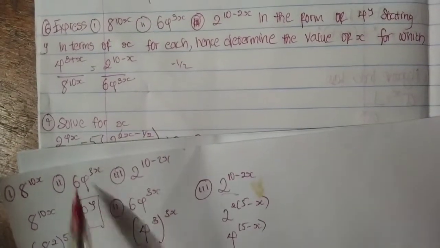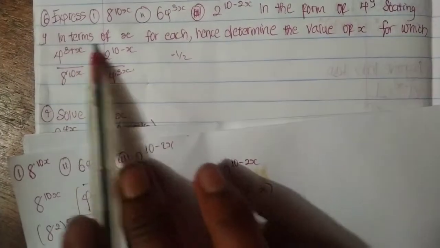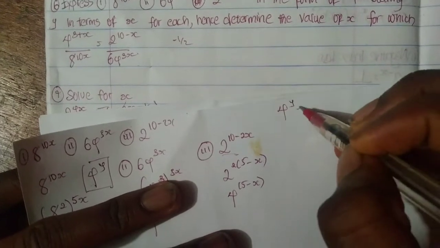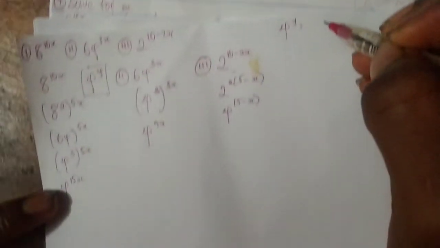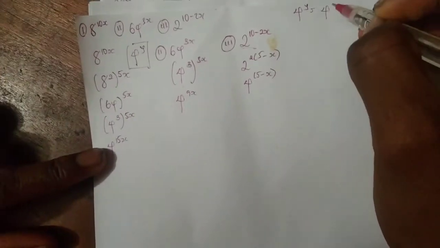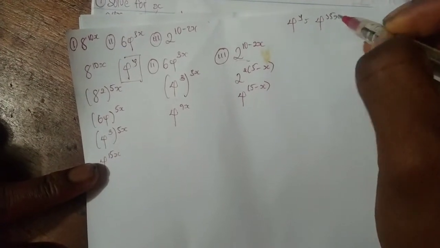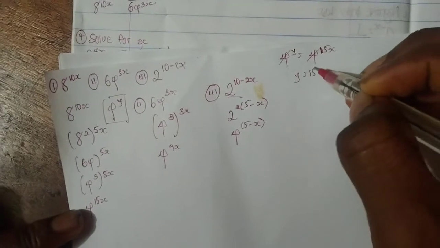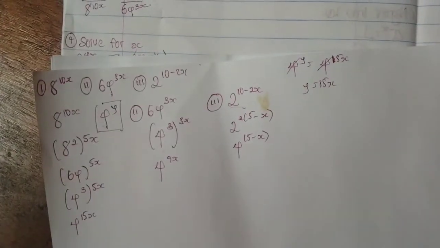The second sentence, they said stating y in terms of x. If you compare 4 to the power of y with our 4 to the power of 15x, this 4 can do justice to this 4. We have y is equal to 15x. So it is in terms of x.